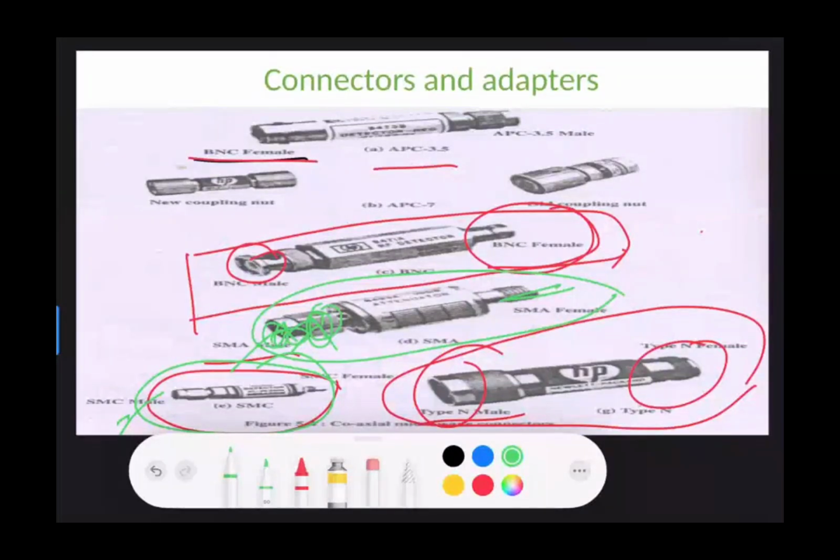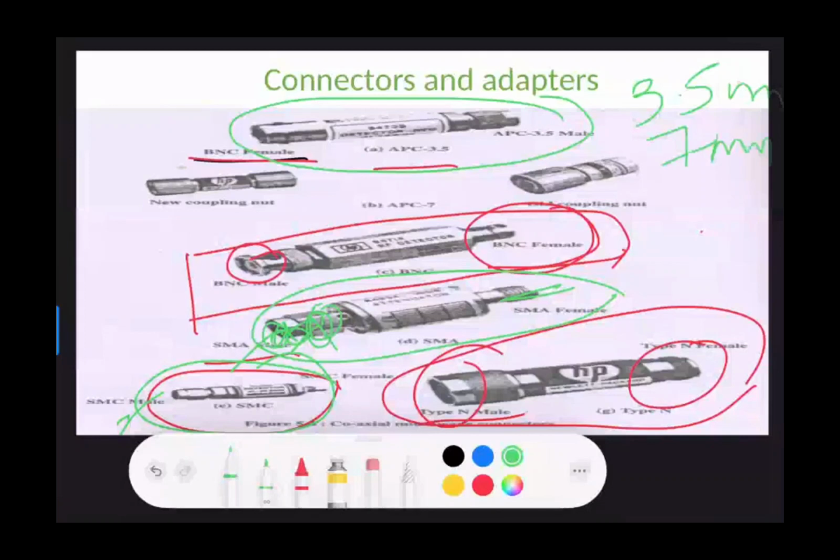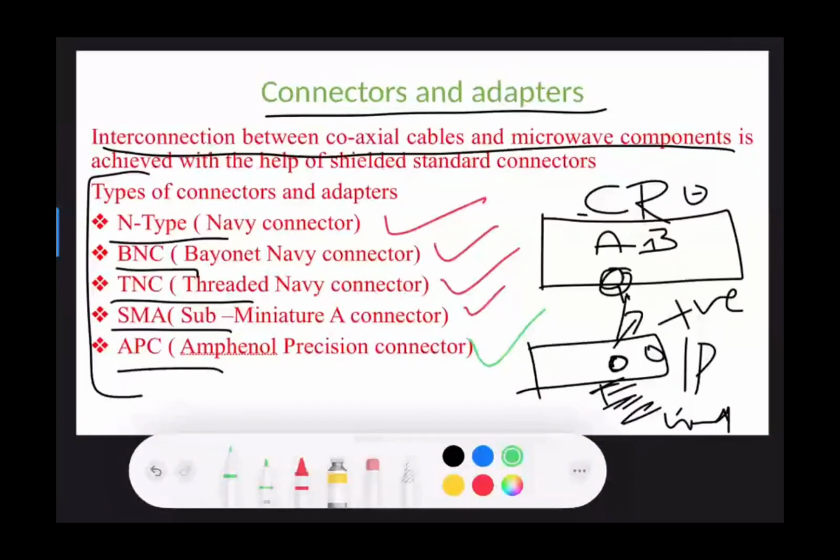So this is an example of an APC connector. The APC connector is of two categories. One is 3.5 mm and the other one is 7 mm. This is the amphenol precision connector, and the precision is done internally, and the precision is also available at the connectivity point. That's why these are called sexless connectors, because they don't have the male terminal and the female terminal. So this is all about the types of connectors. And these APC connectors can operate in the frequency range of 34 gigahertz.